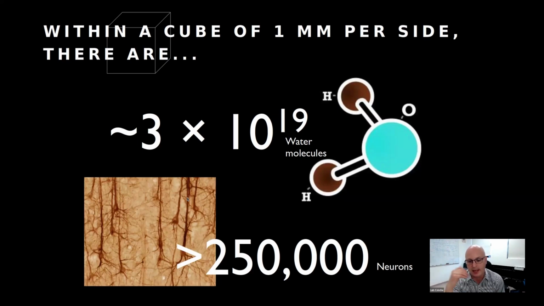And again, in that same little cube, we have roughly 250,000 neurons that we're going to be studying and that are going to be averaged in terms of signal in that little 1 millimeter per side cube. So it is the water molecules and the hydrogens in them that are going to be providing most of the signal that we care about in MRI.